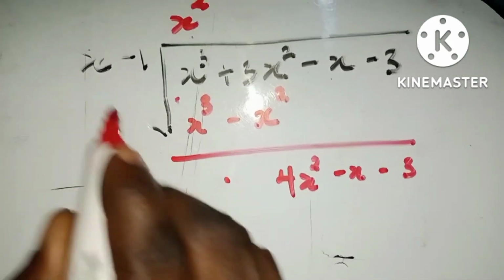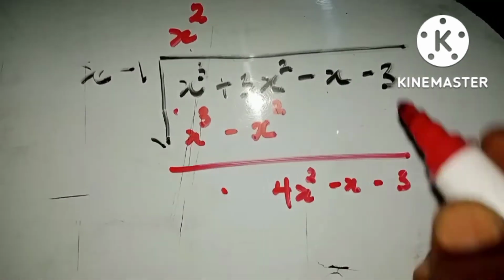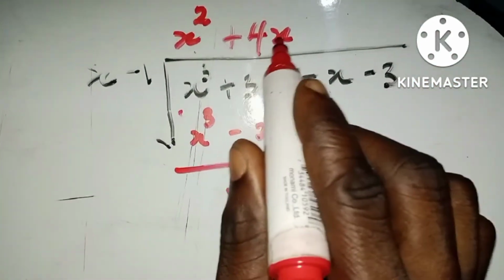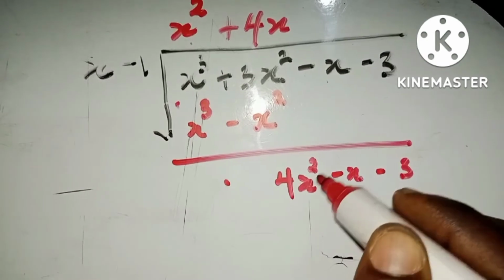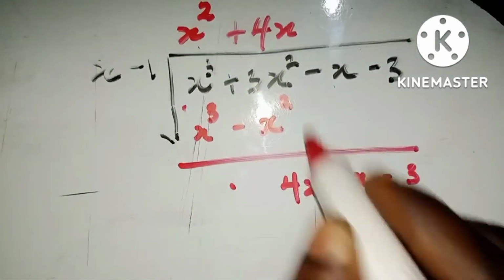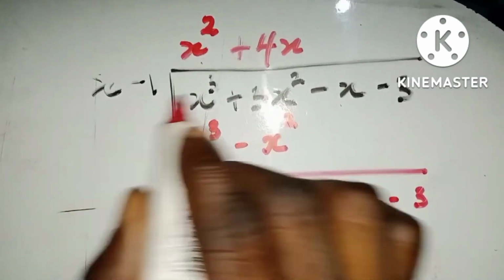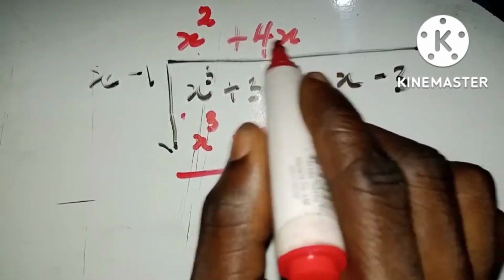So this x will go into the 4x squared how many times? That should be positive 4x. Is that okay? So we can get a 4x out of the 4x squared, right? So this guy can go into that 4x. So use the answer here to multiply everything here, everything, right? Whatever you are having, you are going to take that to multiply everything.